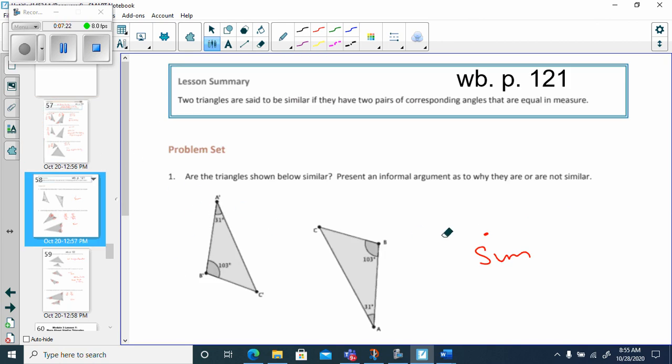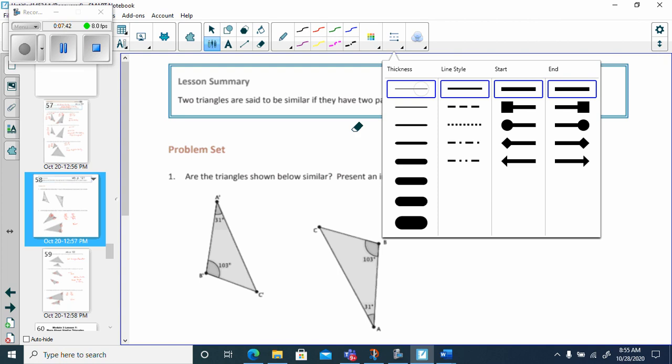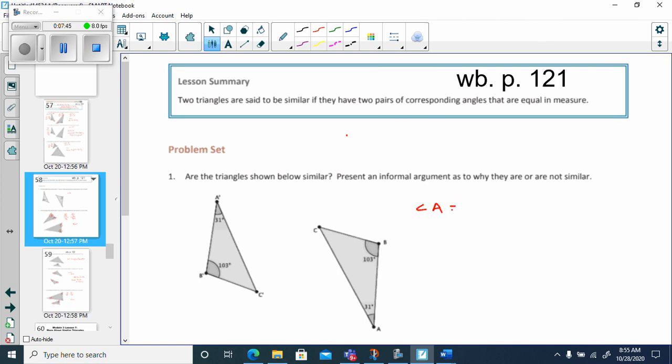Go to page 121, and let's look at these. Are the triangles shown below similar? Present an informal argument as to why or why not. Okay, well, let's see. Angle A and A prime are congruent. They're both 31 degrees, right? Angle A is congruent to angle A prime. Let's check these others. Angle B is congruent to angle B prime, right? I don't even have to check the other angle, do I? I don't. Because if I've got two sets of corresponding angles that are congruent, then the figures are similar.